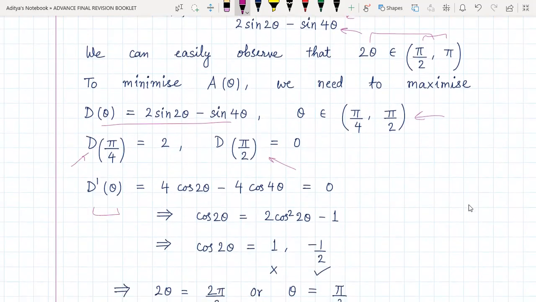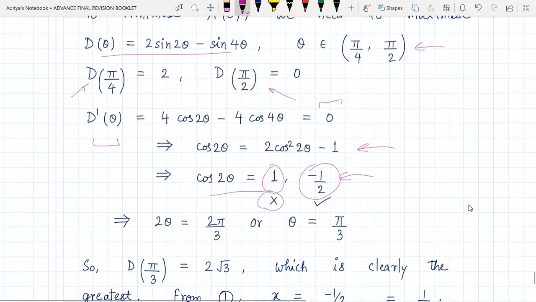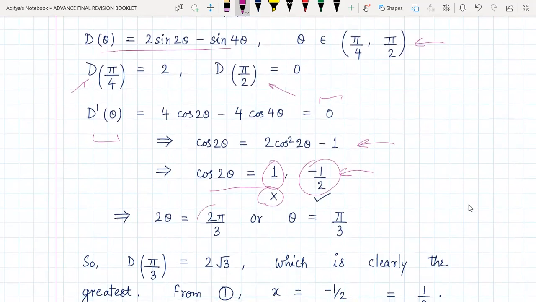Then we differentiate, take D prime of theta and equate that to 0, solving which we get cos 2 theta is equal to 1 or minus half. But 2 theta is an obtuse angle, so it is not possible for cos 2 theta to be positive. So this is rejected and minus half is accepted, and 2 theta would then be equal to 120 degrees, because this is obviously cos of 120 degrees, right? So theta comes out to be 60 degrees, or pi by 3.